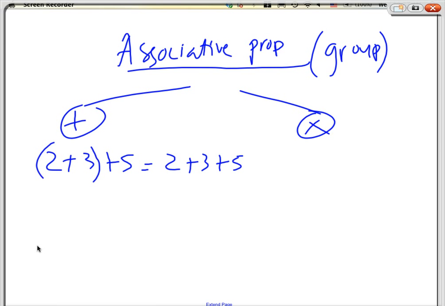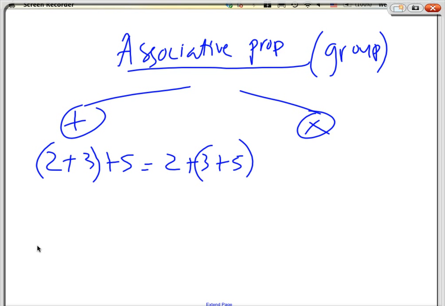Here's my first group. I changed my group. Did I move anything? Numbers. Did I move any numbers? No. I asked you very specifically. Did I move any numbers? No. See? The question I asked, if your answer is no, it's automatic. You should rule out commutative right away.